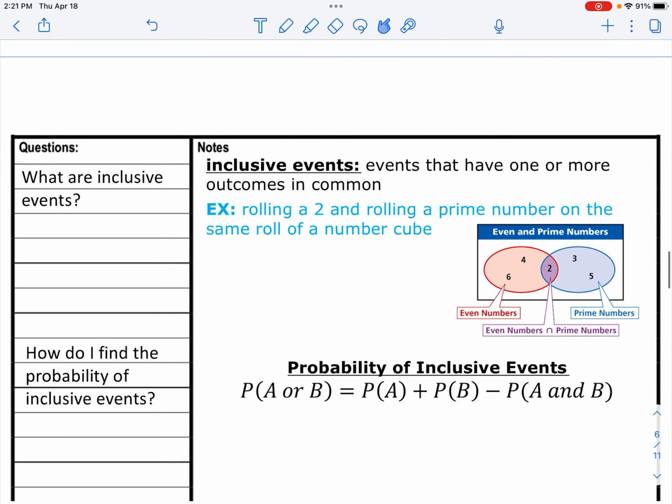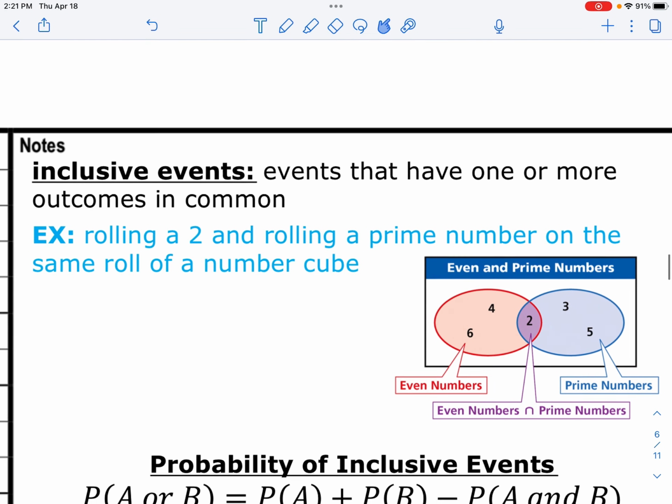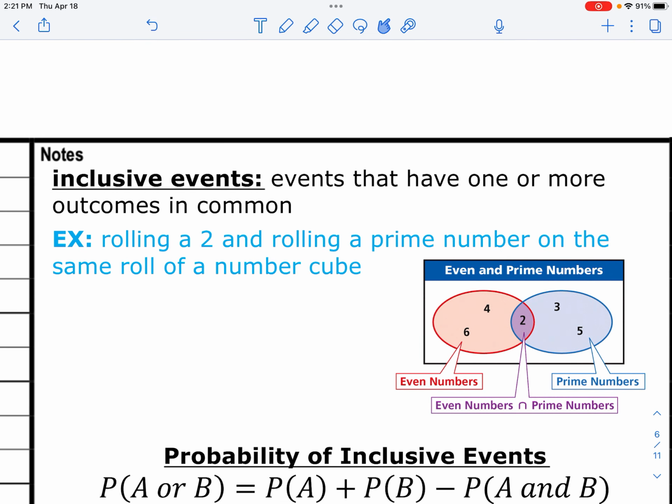Now, inclusive events is a little trickier. This is where they have an overlap. So inclusive events, you can see here, overlap with the Venn diagram. They have one or more outcomes in common. An example of this would be if we're looking at what is the probability of getting an even or a prime number, rolling a 2, or rolling a prime number on the same roll of a number cube. Well, since 2 is prime, there's an overlap.